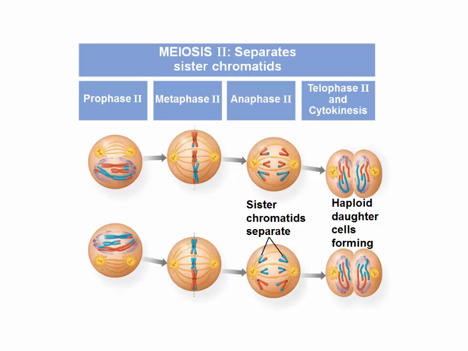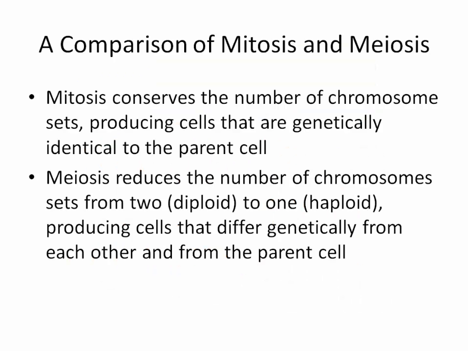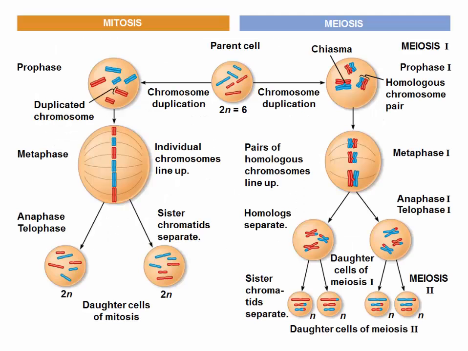So you see the picture. It is exactly what we talked about before. Mitosis conserves the number of chromosome sets, producing cells that are genetically identical to the parent cell. But meiosis reduces the number of chromosome sets from 2, which is diploid, to 1, which is haploid, producing cells that differ genetically from each other and from the parent cell. So here's a comparison of mitosis and meiosis side by side.